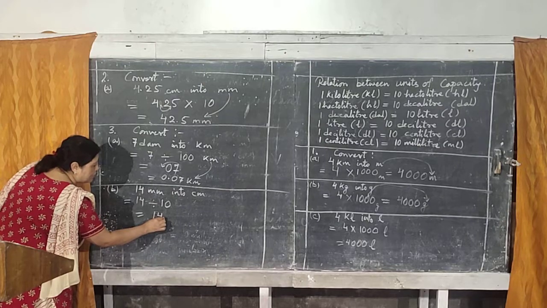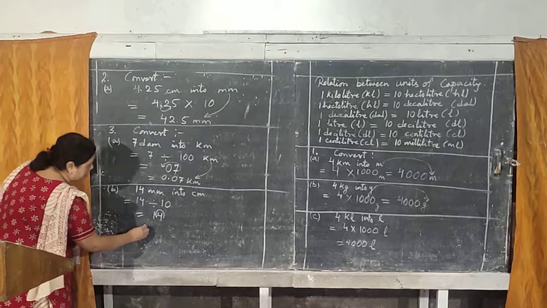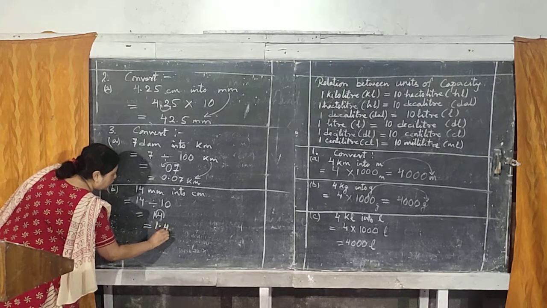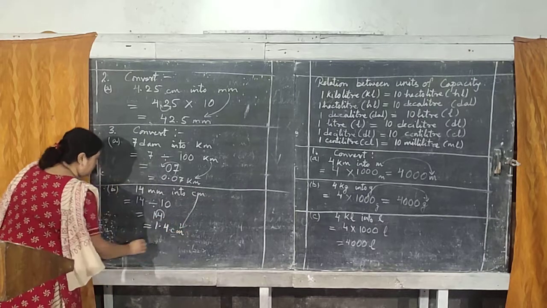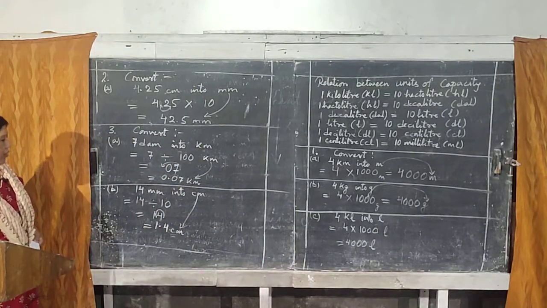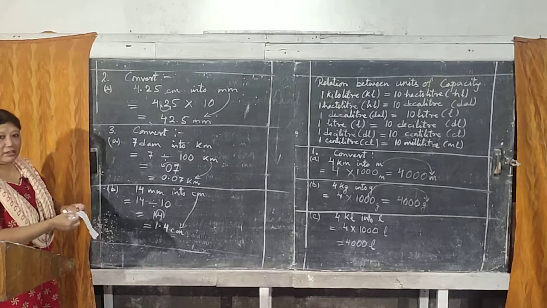So the decimal will be here. It will move to the left-hand side. So the answer will be 1.4 and this is centimeter. Okay, it's like this only. 1.4 centimeter.